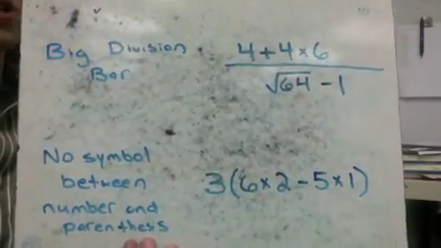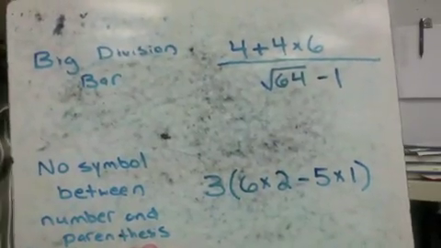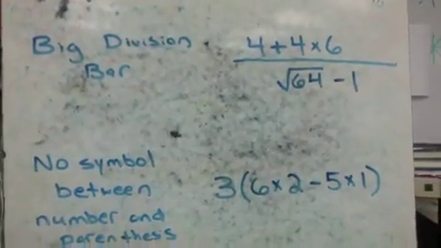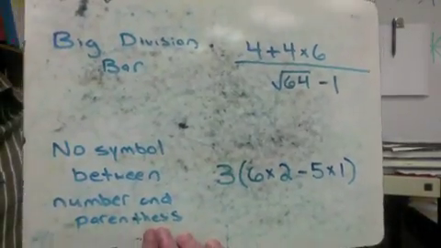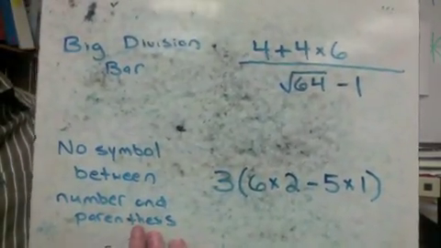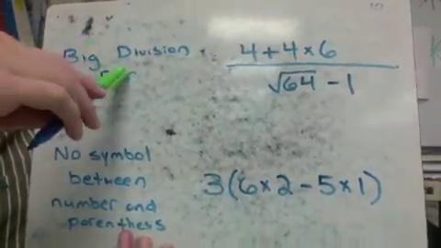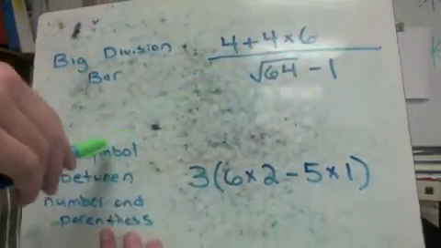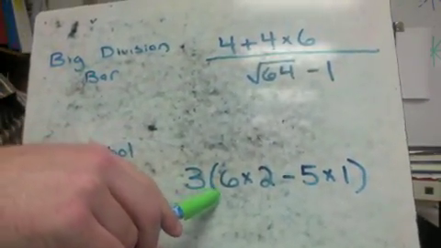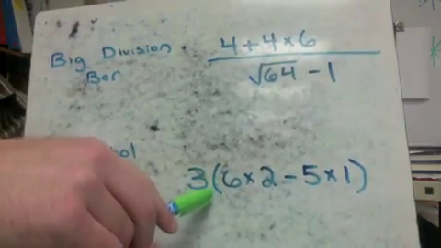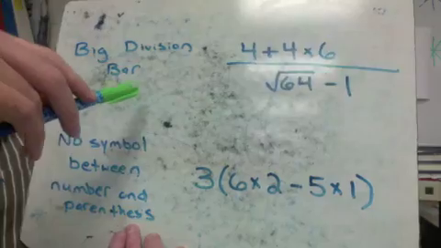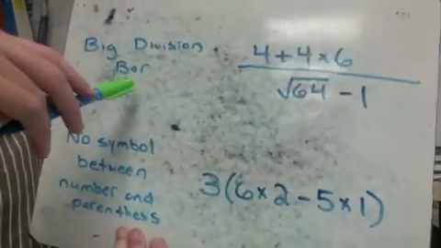The last two things we're going to introduce with this order of operations stuff, before we start hitting the negative numbers, are the big division bar, and what happens if you have a number outside a parenthesis with no symbol in the middle. What do you do? The big division bar is pretty easy.